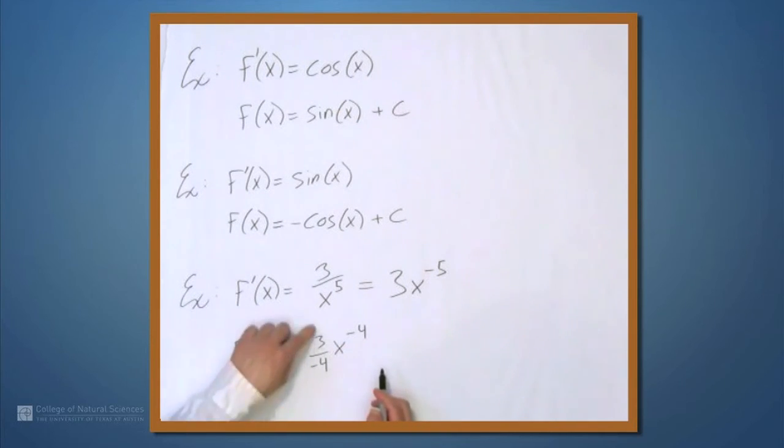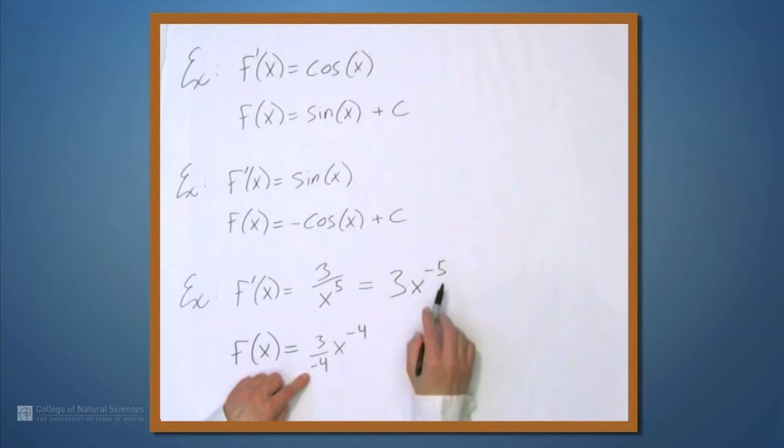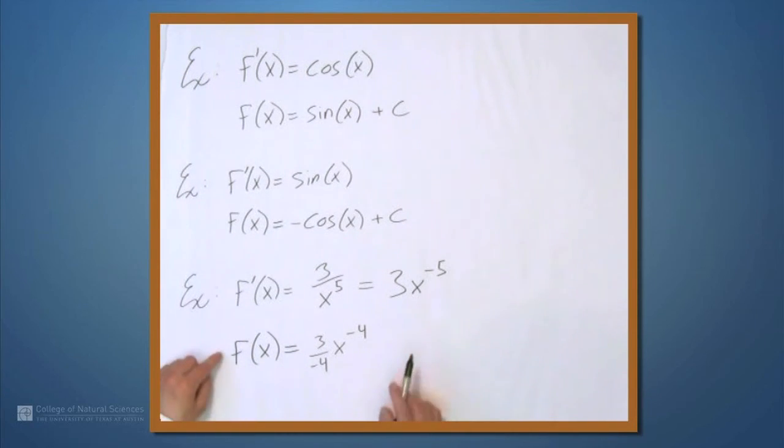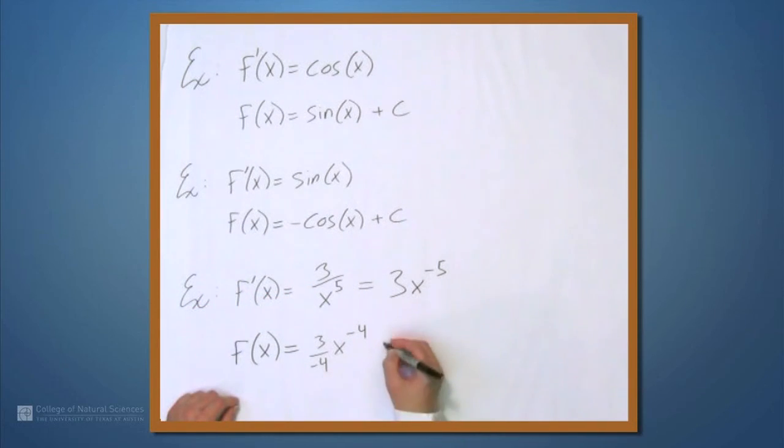Now, when the negative 4 comes down, the negative 4's cancel out. You're left with a 3. This negative 4 becomes a negative 5. So, negative 3/4 x to the negative fourth is the antiderivative of 3 over x to the fifth. Of course, we want to remember the c.